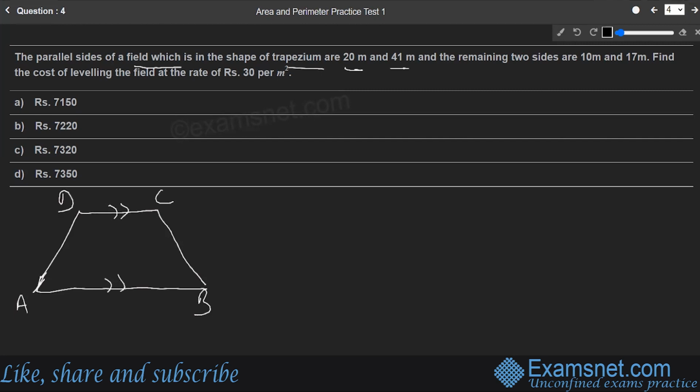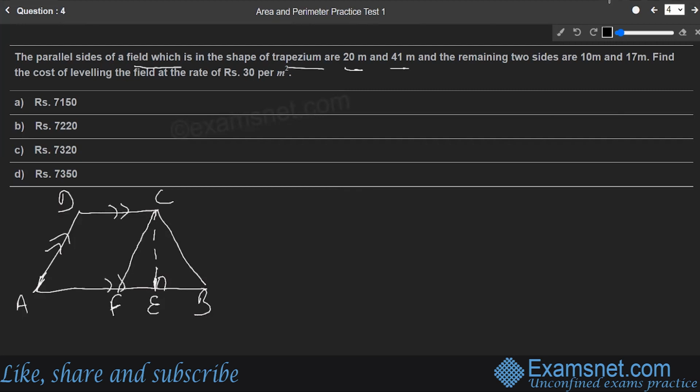Okay, let's drop a perpendicular here so that the height of this trapezium can be created. So this is a perpendicular. Let's say it is meeting at point E. Okay, then we can join these two to get the parallel line. So let us join C with the baseline, making it meet at F.